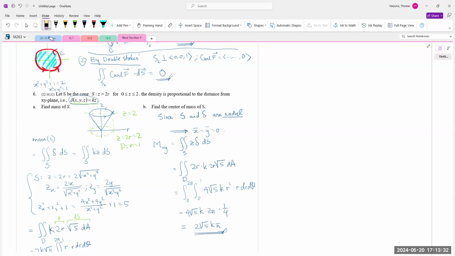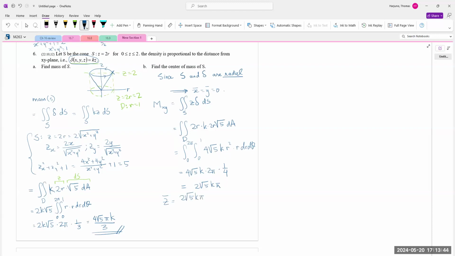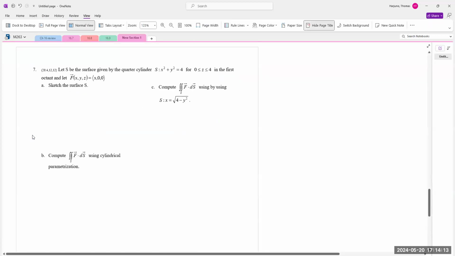Oops, I'm sorry. That's not the answer. That's just the moment. Now the z bar, therefore, will be that moment divided by the mass, 4 square root of 5 k pi over 3. That's what? That's 3/2. Okay, that's the center of mass. Finally, I think that's the last. This is the last page.